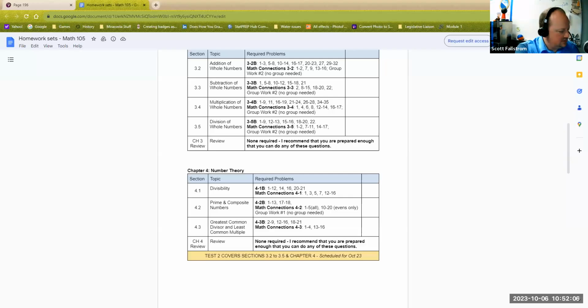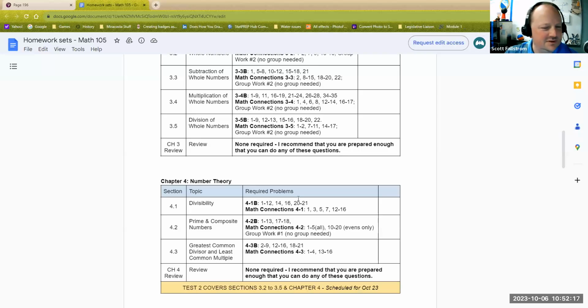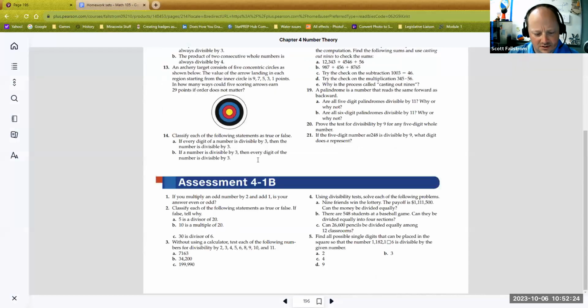Hello, students. We are looking at the 4.1 homework. The assigned problems are 1 through 12, 14, 16, and 20 to 21. Let me zoom in a little bit here. There we go. So let's take a look at those problems and see how they address what we're looking at.